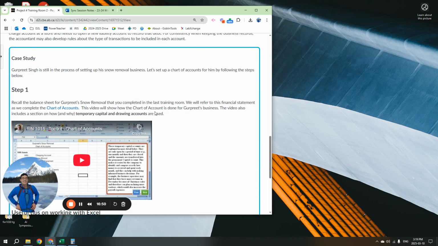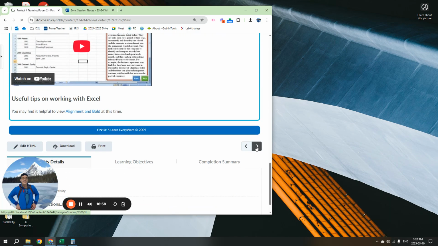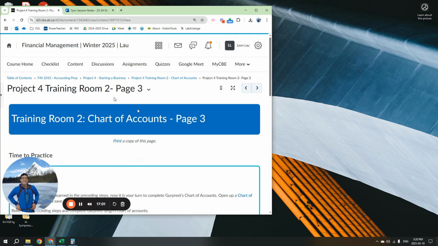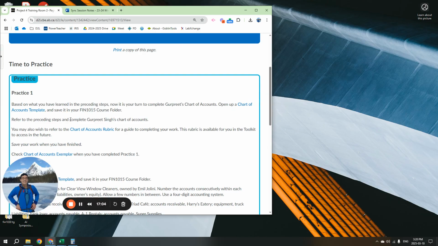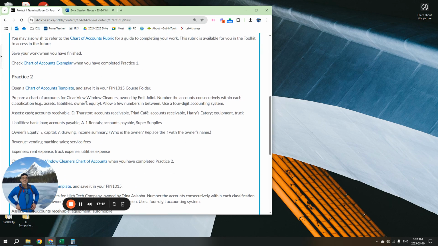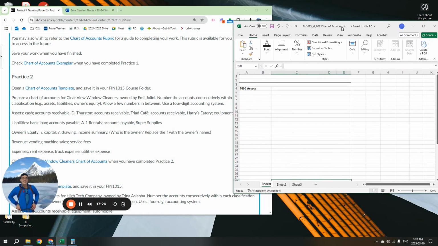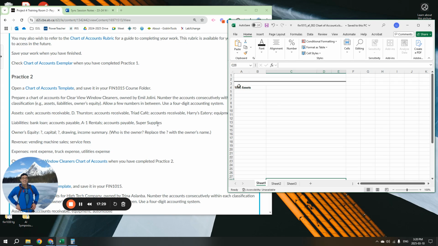So we can look at the video again, and this again talks about Gurpreet's snow removal and his chart of accounts. Now, on page 3 of training room 2, you have time to do some practice. We'll do practice number 2, because the information is on this screen. Let's bring up the template. You can click on this link and get the template for the chart of accounts. And here it is.